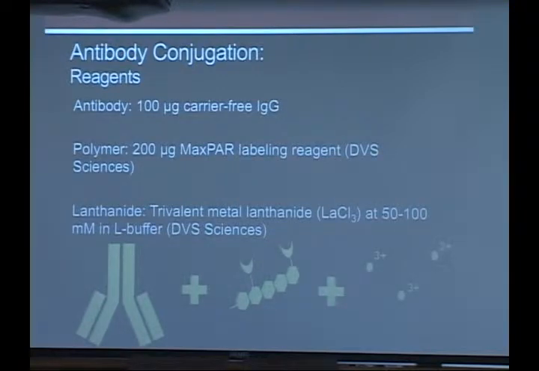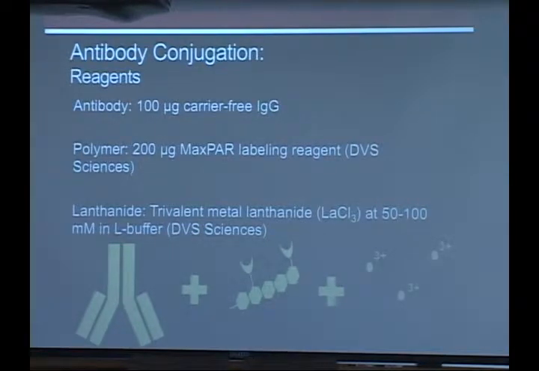And it's important that it be carrier-free. So we don't want any other proteins sitting around in solution because they could react with the polymers that we're trying to label our antibody with. And importantly, BSA is probably the biggest one to avoid. It has a lot of disulfide bonds, a lot of sulfhydryl groups. You also need polymer. So we label our polymer to antibody in a 2-to-1 ratio, so 200 micrograms of polymer by weight, not by quantity. So 200 micrograms of polymer, which you can acquire from DVS Sciences, the company that makes the CyTOF, and this is actually now Fluidigm.